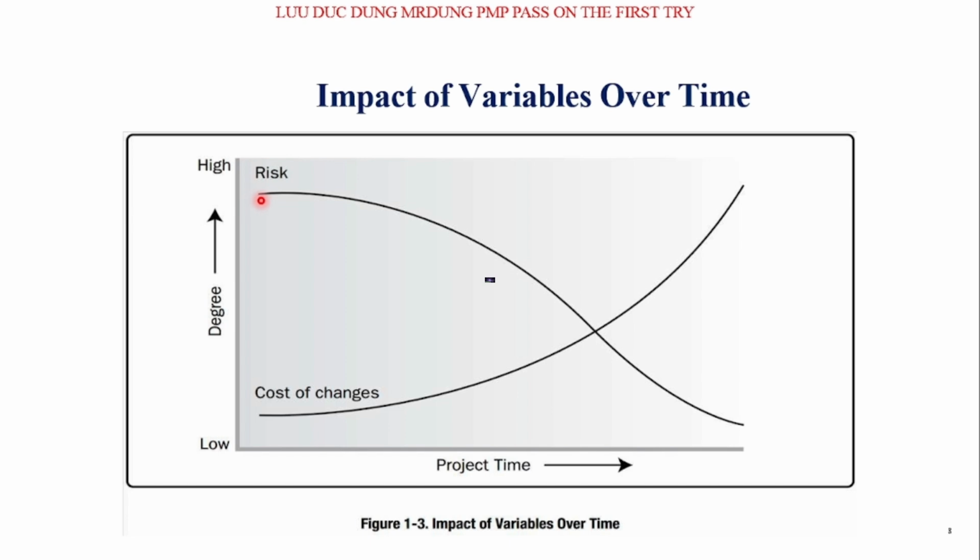For the risk, from the beginning, the risk is very high because we are unclear about the project. We don't know the result. The project successful or not, we don't know. So the risk is very high. But when we do later on and really close the project, the risk is really low, because we are clear about the success of the project. We can see the result. That is the output of the project. We nearly achieve it. So the risk is low.